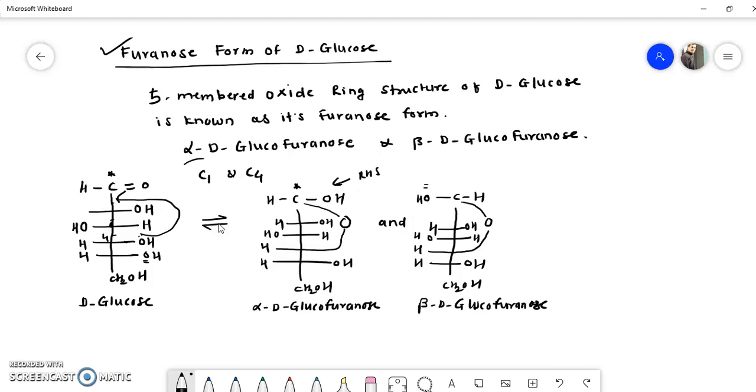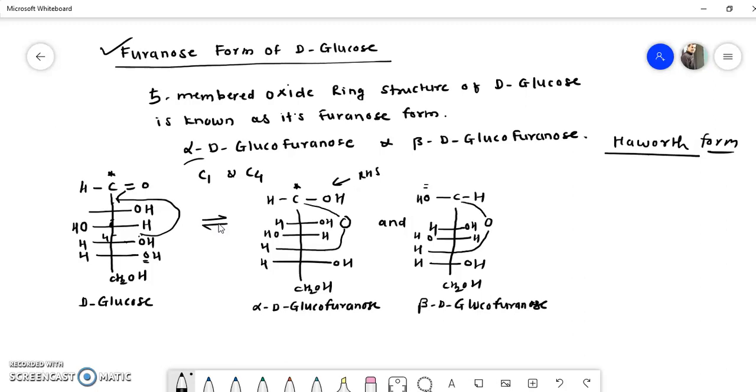Now this is the Fischer projection oxide ring of alpha D-glucofuranose and beta D-glucofuranose. But as I explained in earlier videos, this doesn't look good. This structure looks strained, so actually this is not observed in nature in this form. So these structures are represented in the Haworth form. I will write here the Haworth form of both alpha D-glucofuranose and beta D-glucofuranose.